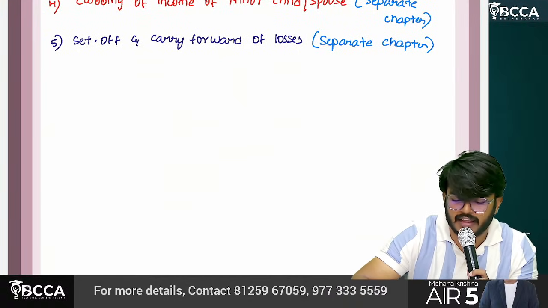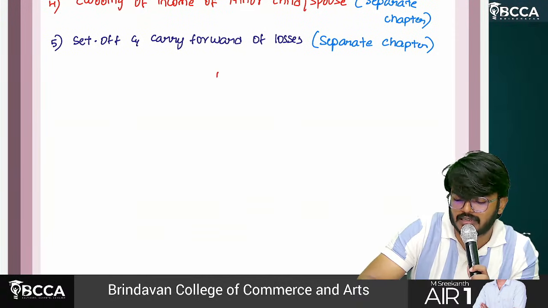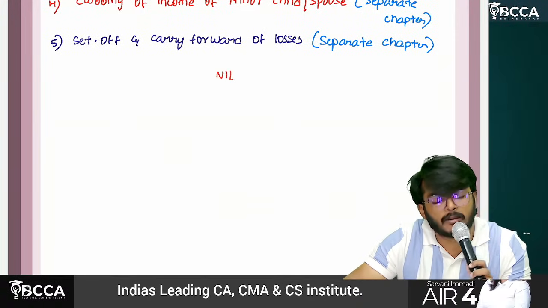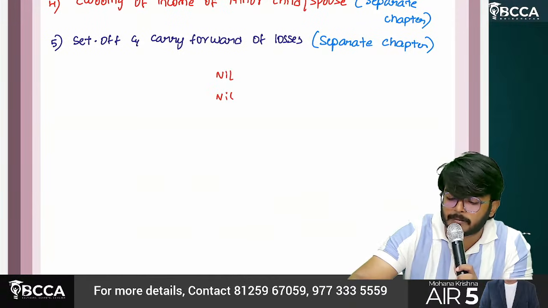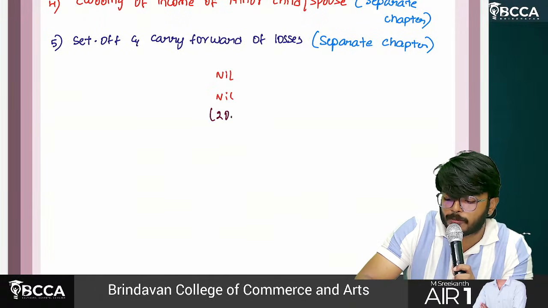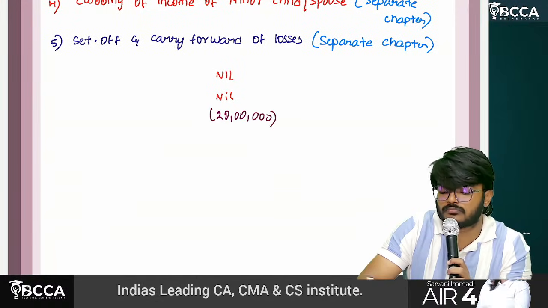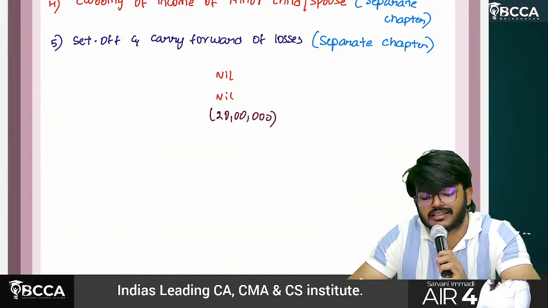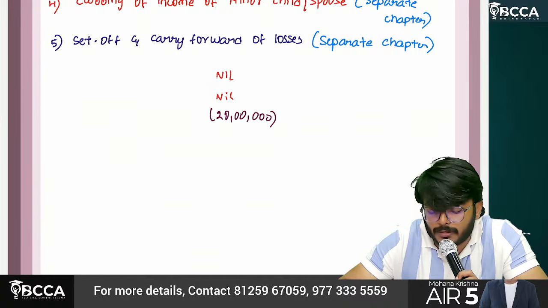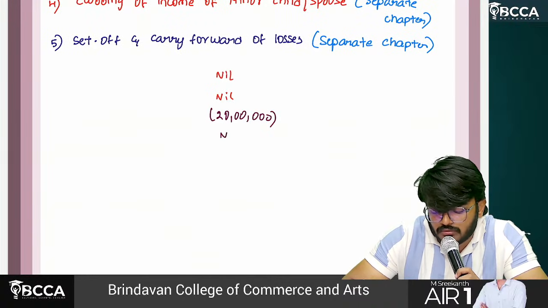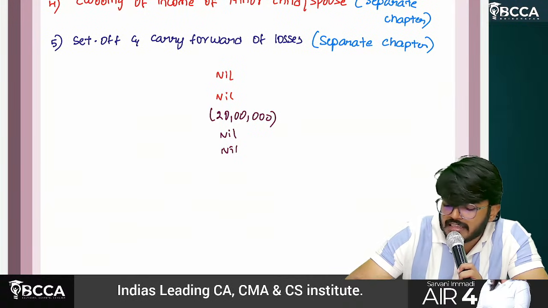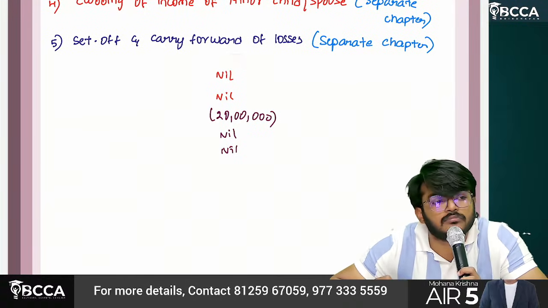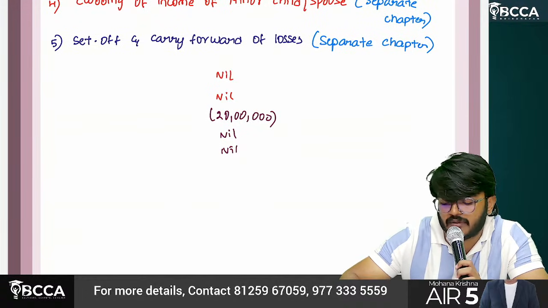If you observe, assume from salaries that person is having no income. From house property also that person is having no income. But from business that person is having 20 lakh rupees loss. From business, how much loss is that person having? 20 lakh rupees. Capital gains also nil. Other sources also nil. Now, if you observe, this person is not having any income. Correct or not? This person is having loss.